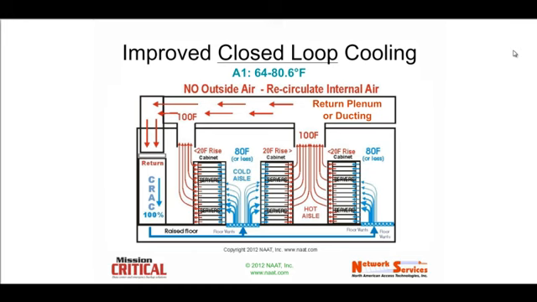Now, in this case, we're looking at the loop maintaining the A1 recommended 64 to 80.6 degrees Fahrenheit. And this is the typical closed-loop system using a raised floor. Effectively, we're pushing the air into the floor just like any other traditional data center, except we're now trying to contain the return air a little better and bring it directly back into the cooling unit. And we've got the number 100% under the word CRAC there, just to indicate that effectively all the air has to pass through there and be cooled by the CRAC.